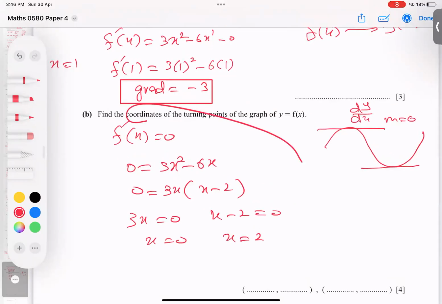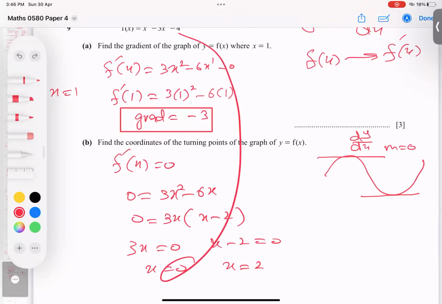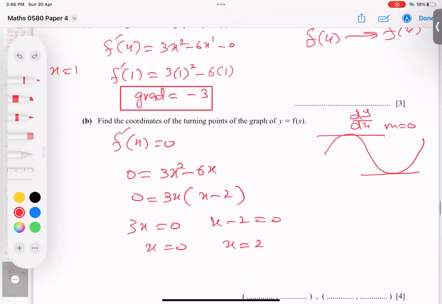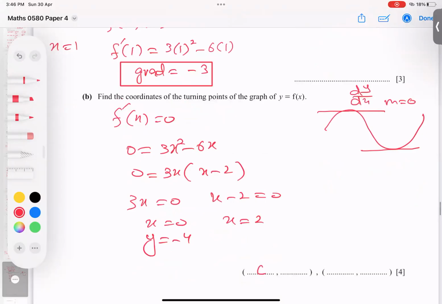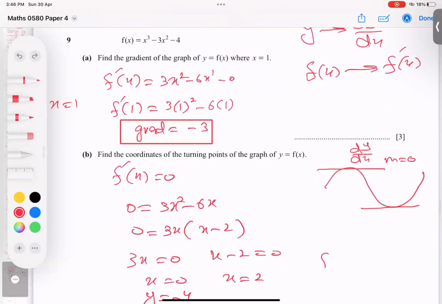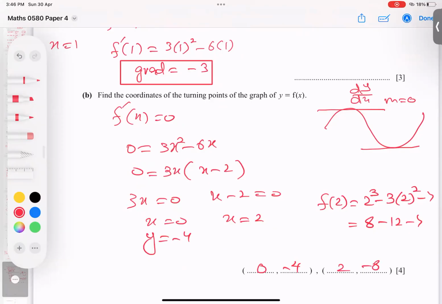But he's asking for coordinates also, so x and y. When I plug in 0 in the top equation, negative 4 is left behind. So I got negative 4, so the point is (0, negative 4). And when I plug in 2 in the top equation, I got 2 to power 3 and 3 into 2 to power 2 minus 4. So this is giving 8, and 4 threes are 12, and minus 4. This is giving negative 8. So the point is (2, negative 8). I hope the point is very, very clear.